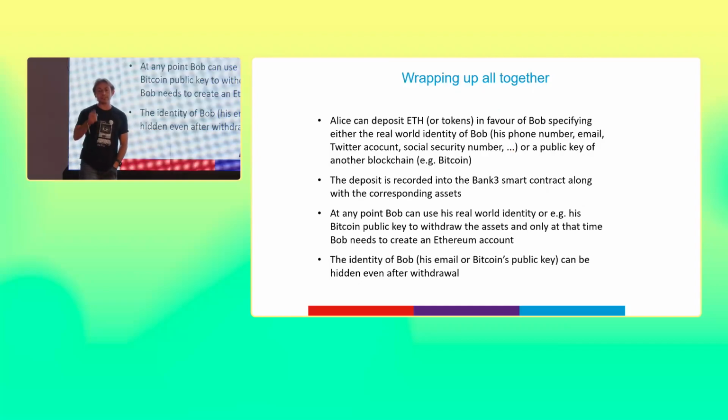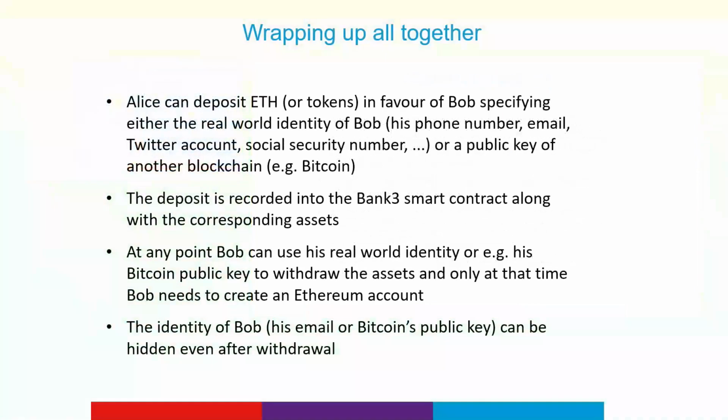So wrapping it all together, the features and the properties we achieve are the following. Alice can deposit crypto assets in favor of Bob, just specifying either a public key of Bob, which can be a public key of a different blockchain, for example Bitcoin or Ethereum, if she wishes, or a real-world identity of Bob. She has these two modes of operation. The real-world identity of Bob can be an email address, phone number, Twitter account, and we even support social security number associated to a digital ID card. The deposit is recorded into the Bank3 contract, so it is temporarily shielded.